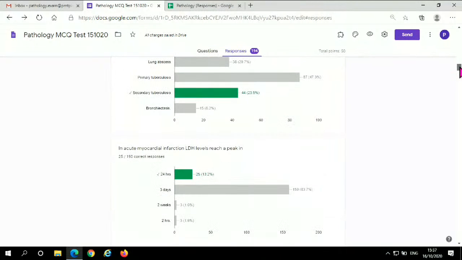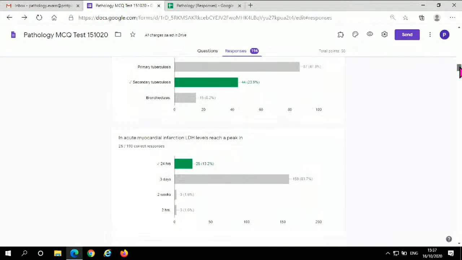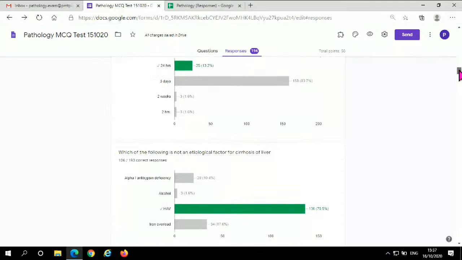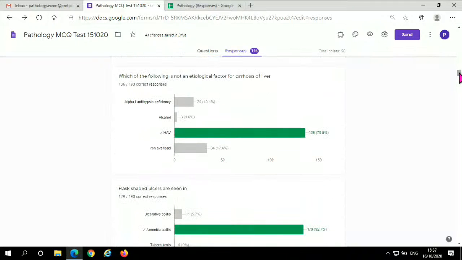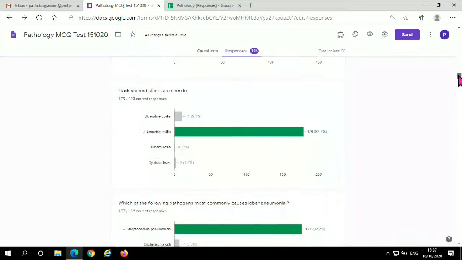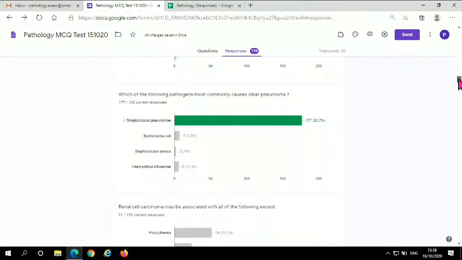Second question, acute myocardial infarction, LDH level reaches a peak in 24 hours is the correct answer, not the 3 days. So it is the first one to arise after myocardial infarction in the serum. The next question many of you have given correctly. I will not be discussing. Next, flask shaped ulcers are seen in, that also you have correctly given. Which is the following pathogens?